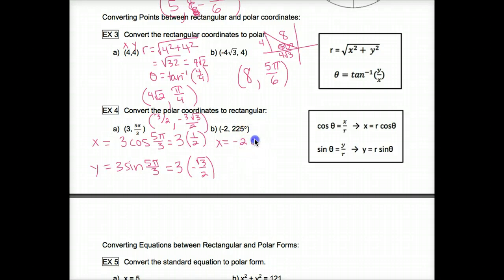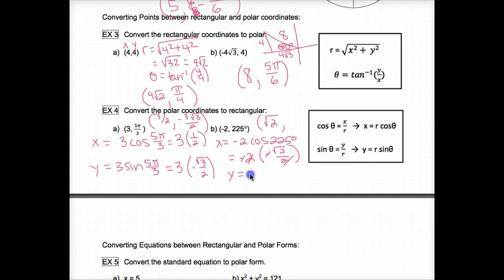r cosine of 225. So 225 is the 45-degree angle in quadrant 3. Cosine is negative in quadrant 3. And 45 degrees is always radical 2 over 2. So my 2's are going to cancel, my negatives are going to cancel, and I just end up with a radical 2 for my x.